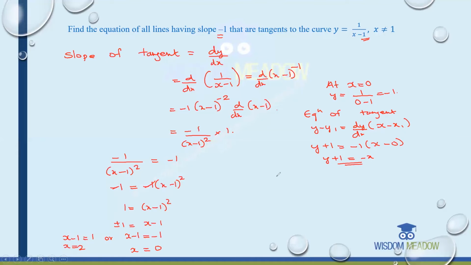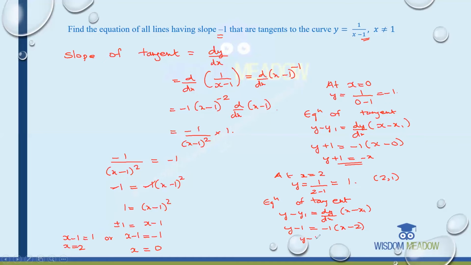Now for the other point, at x is equal to 2, y is going to be 1 by 2 minus 1, that is 1. So we know that the point is 2, 1. Now you find the equation of the tangent using the same formula which has already been written. Y minus y1 equal to the slope into x minus x1. So y minus 1 is equal to minus 1 into x minus 2. So y minus 1 is equal to minus x plus 2. So I can say that y plus x is equal to 3.